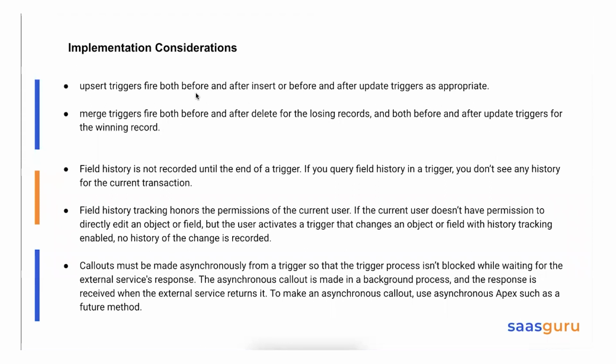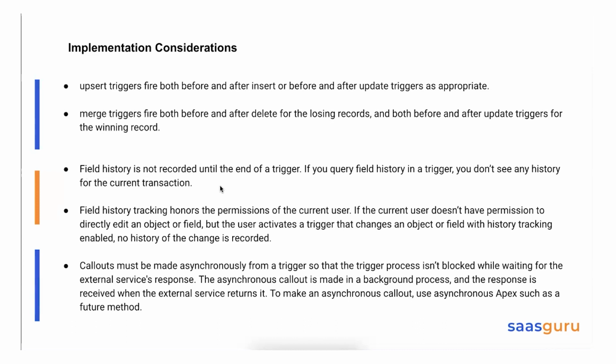Okay, merge, I think I already covered in the previous one, but here are some more details. When a merge is happening, then delete happens too. Suppose 3 records are going to be merged, then 2 records are going to be deleted and 1 record is going to be updated in the merge operation. So here you need to implement the trigger carefully: how will I handle the records which are going to be deleted, and how will I handle the record that is going to be updated.